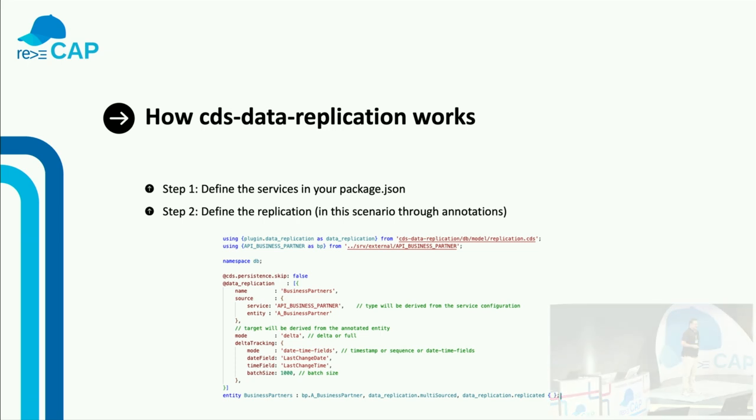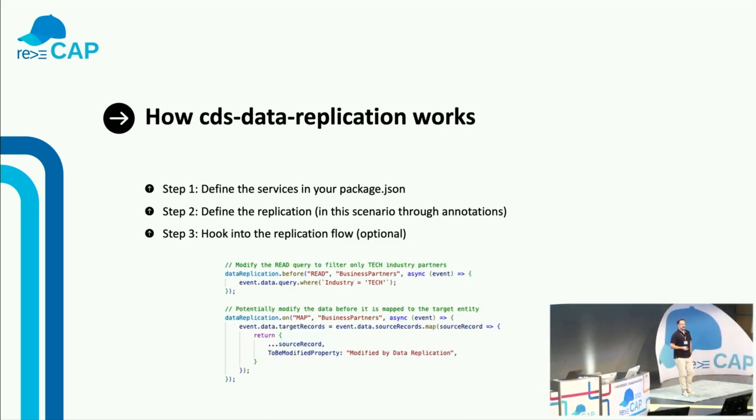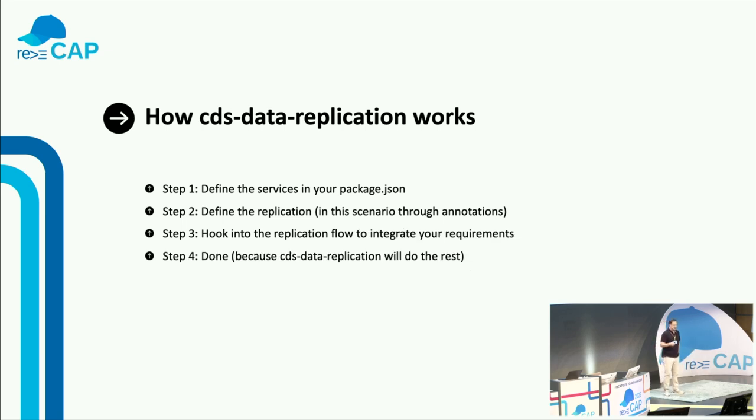If you apply this, then basically you're almost ready to go. Then you have a third, optional step, and I applied the principles that CAP already provides. So you can hook into the replication service and do only the necessary stuff that you want or need to do to modify this. In this scenario, we apply a filter to the request and say we are only interested in business partners from the industry tech, and we potentially want to do some advanced mapping, and then you're done, because the rest is handled by cds-data-replication, which I think is pretty cool.